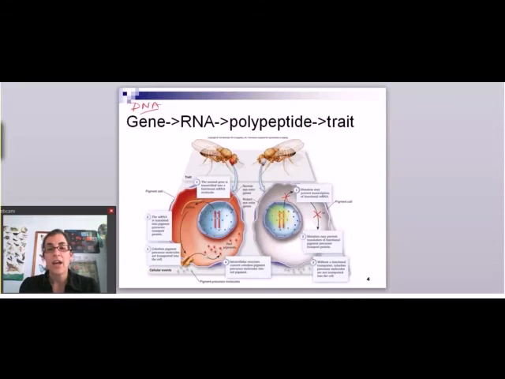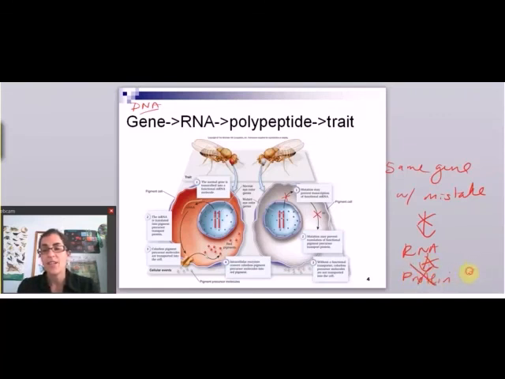In the white-eyed fly, they have a mistake in their gene. So it's the same gene, but with a mistake. Because the gene has a mistake in it, I don't get the RNA. If I don't get the RNA, I can't get the protein. If I don't have the protein, then I can't make the red pigment. So I don't have red. So their eyes appear white because they can't make red pigment. And again, the reason why they can't make red pigment is because there's a difference in the gene, so that they can't make the RNA, can't make the protein, and the protein's needed to make eye pigment.